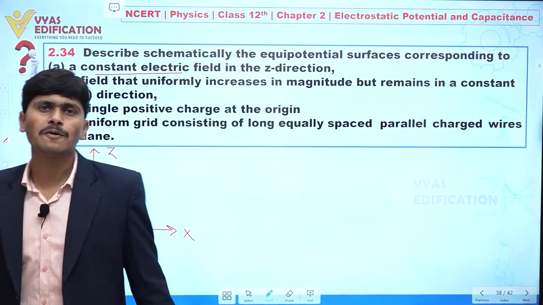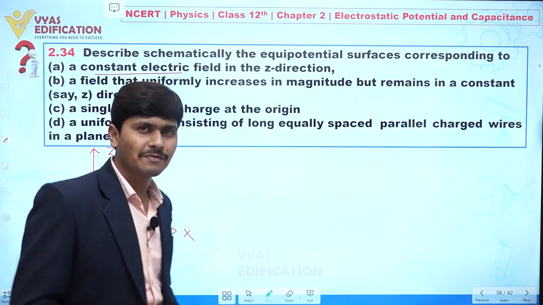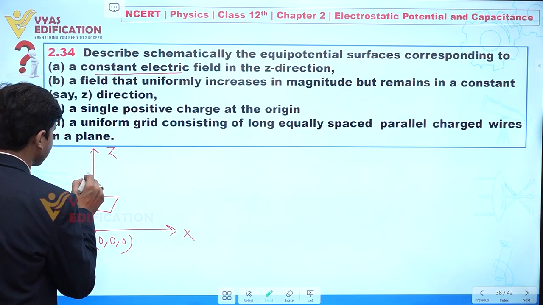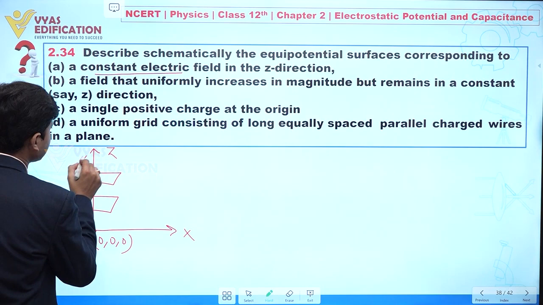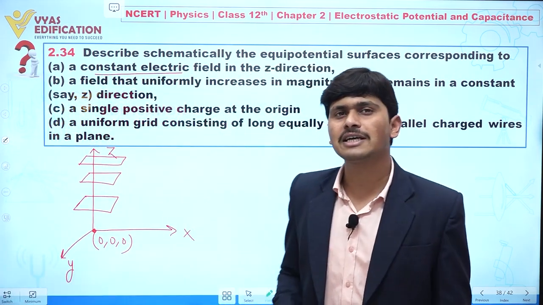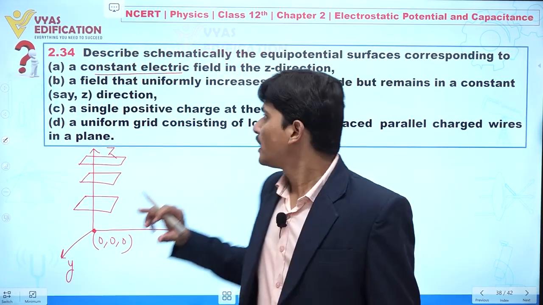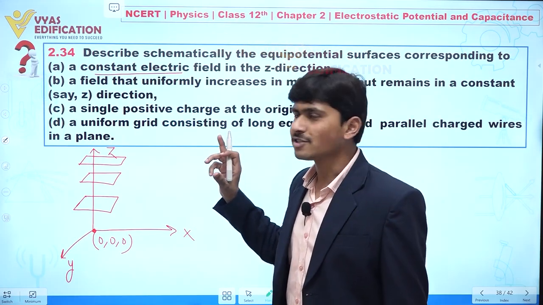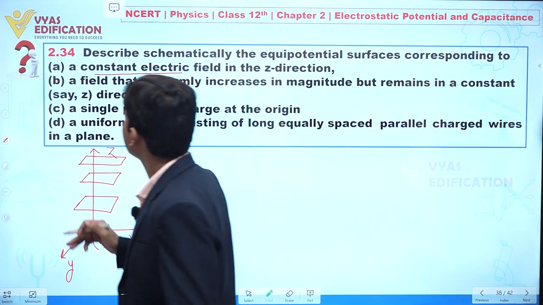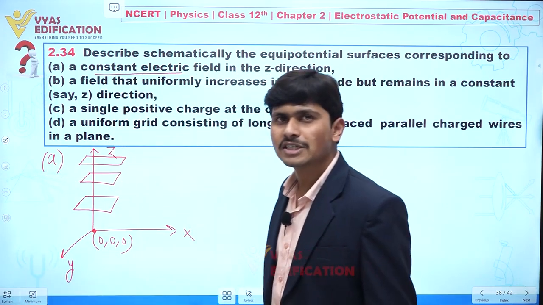Now we know the electric field is always perpendicular to the equipotential surface. So if we draw the equipotential surface, it will be like this. This is perpendicular to the z axis, or you can say it is parallel to the xy plane. Because the electric field is uniform in the z direction, we have equal spacing between these two planes. So part A is clear. We can draw the equipotential surfaces like this.